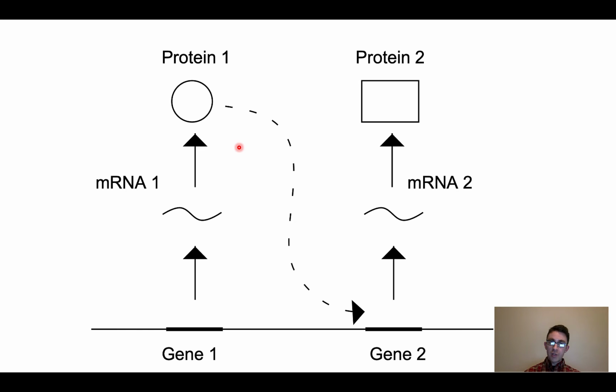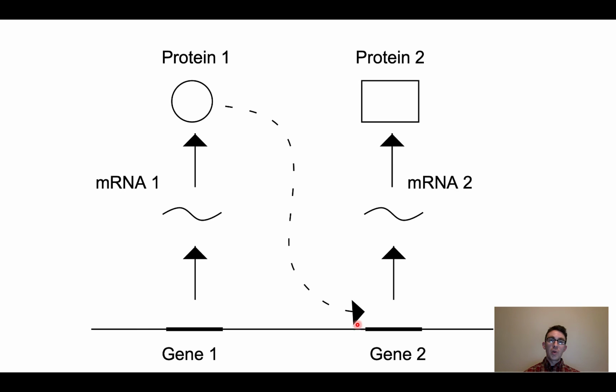And you can also have situations where the protein being produced by one gene can influence the transcription of another gene. So maybe this protein produced by gene 1 could be positively impacting the transcription of gene 2, leading to more of mRNA 2 being produced when, for example, this protein 1 is binding to the DNA here and facilitating transcription.